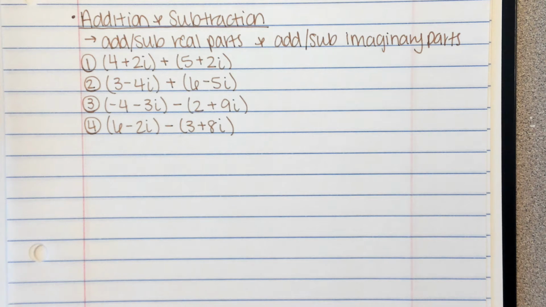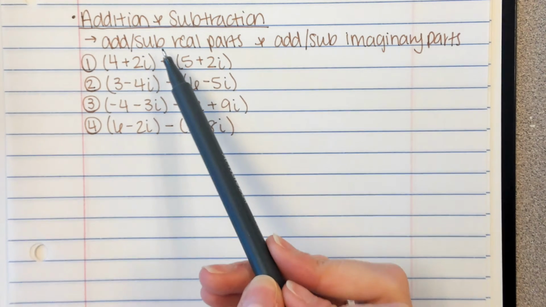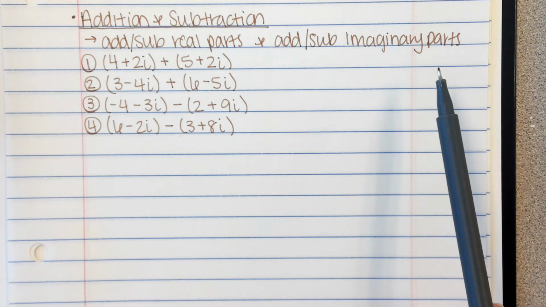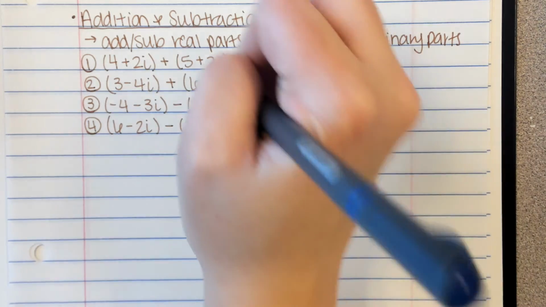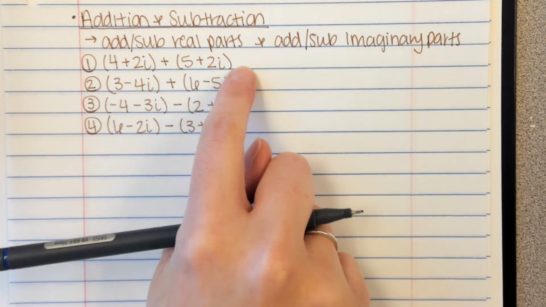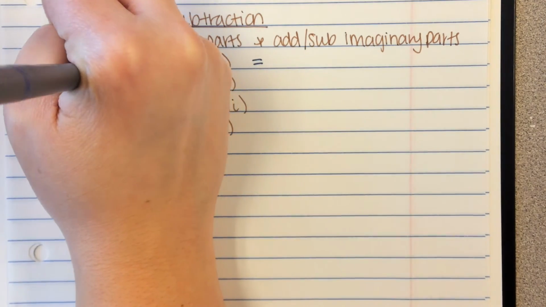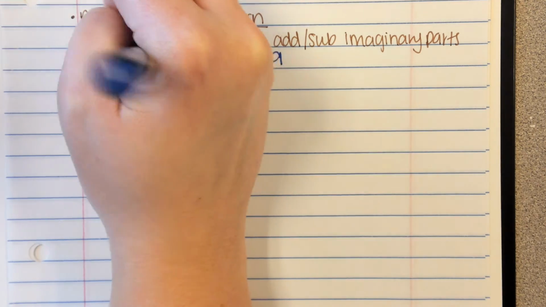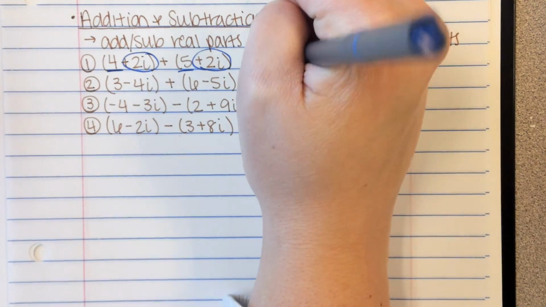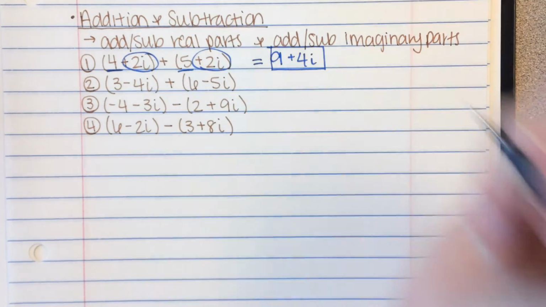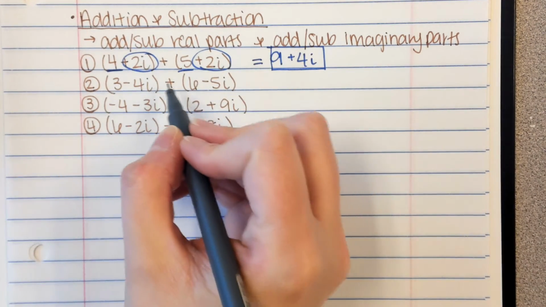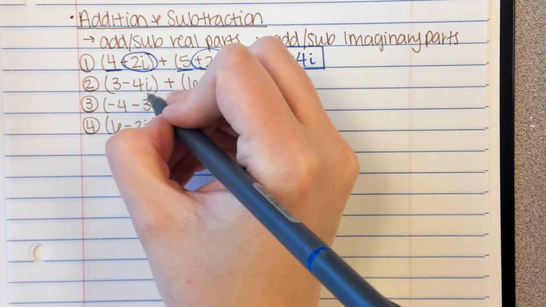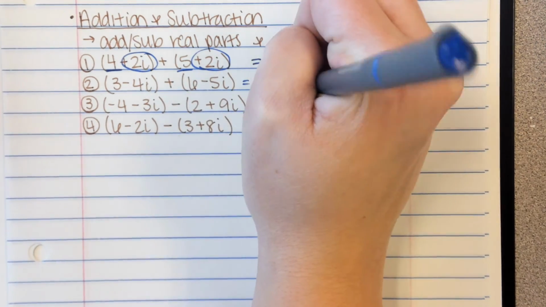Next, we're going to look at addition and subtraction. It's very, very easy. You're going to add and subtract the real parts, add and subtract the imaginary parts. It's just like combining like terms. Okay. So on number 1, we have 4 plus 2i plus 5 plus 2i. So we're going to add the real parts. 4 plus 5 is 9. And then add the imaginary parts. 2i plus 2i is 4i. Right, number 2, 3 minus 4i plus 6 minus 5i. 3 plus 6 is 9. Negative 4i plus negative 5i is negative 9i.